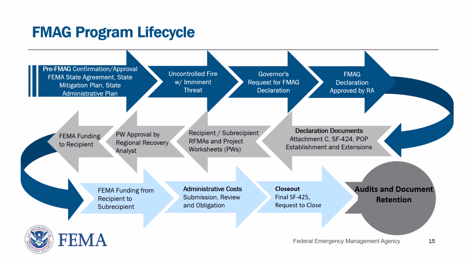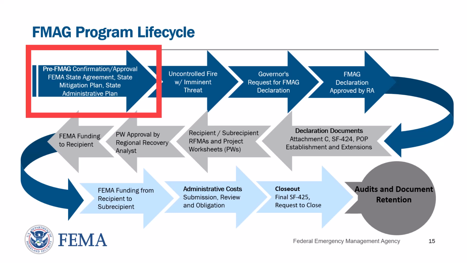So here's a graphic on the life cycle of the FMAG program. It's important to look at the first arrow up here. Pre-FMAG confirmation requires the states to have an approved FEMA state agreement, a state mitigation plan, and a state administrative plan in place and approved prior to a declaration for an FMAG to be approved. If these are not in place at the time the request comes in, the requirement is for these documents to be put in place and approved, and then there could be approval of the declaration.